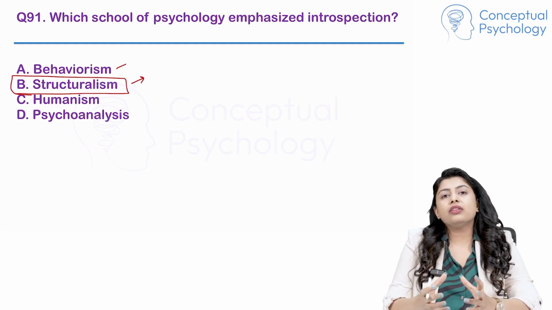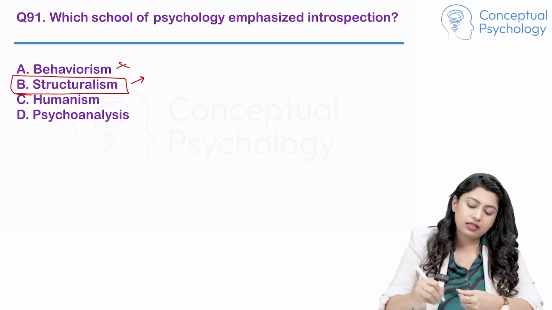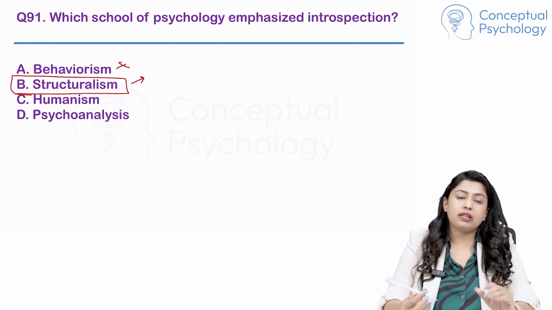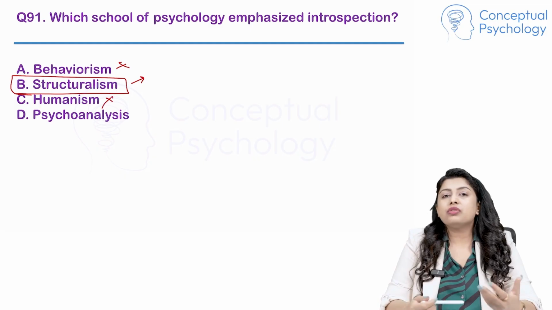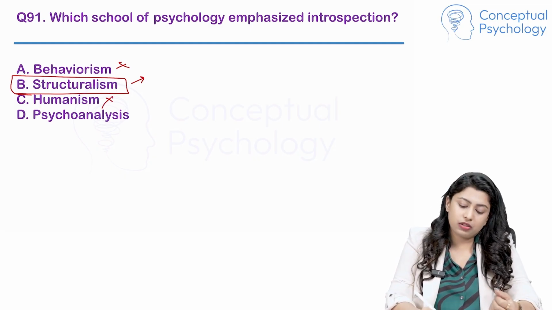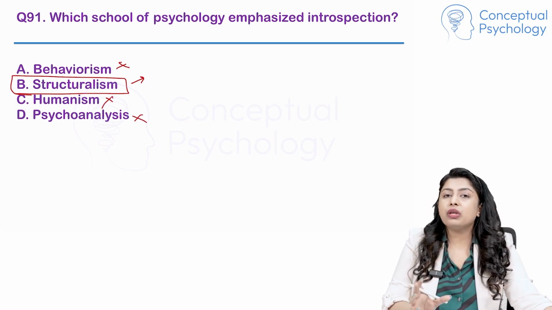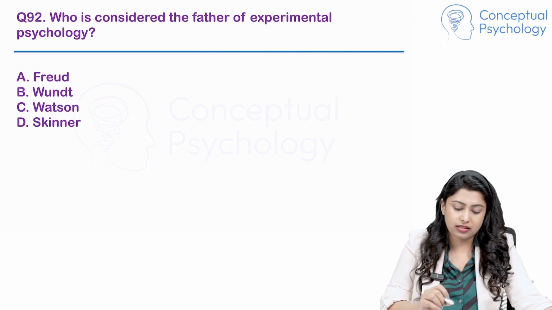What does behaviorism say? It rejected introspection in favor of observable behavior. Hence, this is not the right answer. Humanism focuses on subjective experience but not specifically on introspection. Psychoanalysis used free association and dream analysis rather than systematic introspection. So, structuralism was the first major school of psychology to systematically use introspection to study the basic elements of consciousness.